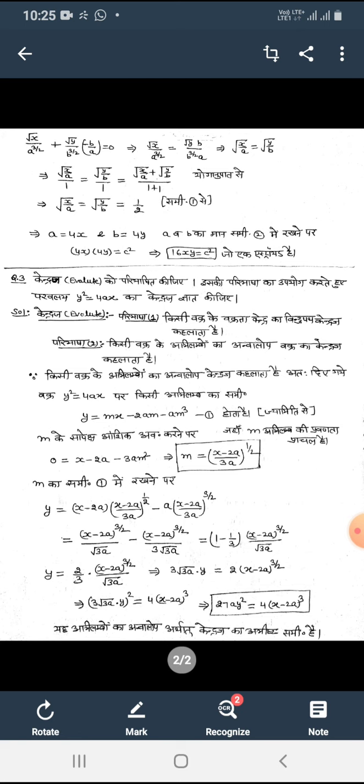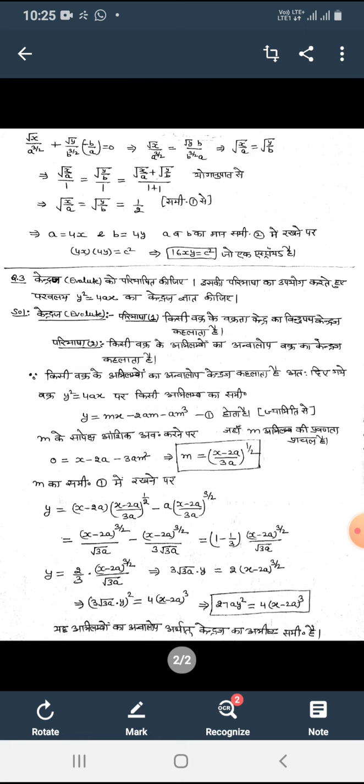Question number 3. Define the evolute. Using its definition, find the evolute of the parabola y square equal to 4ax.